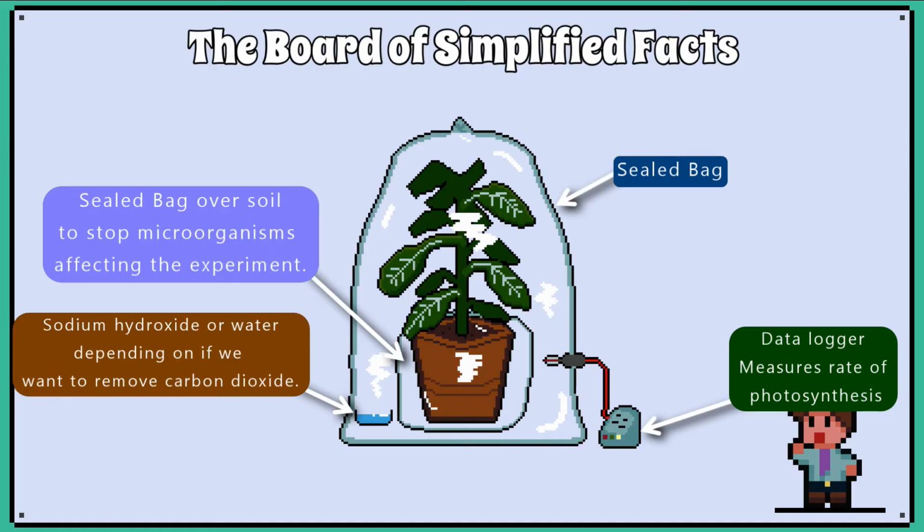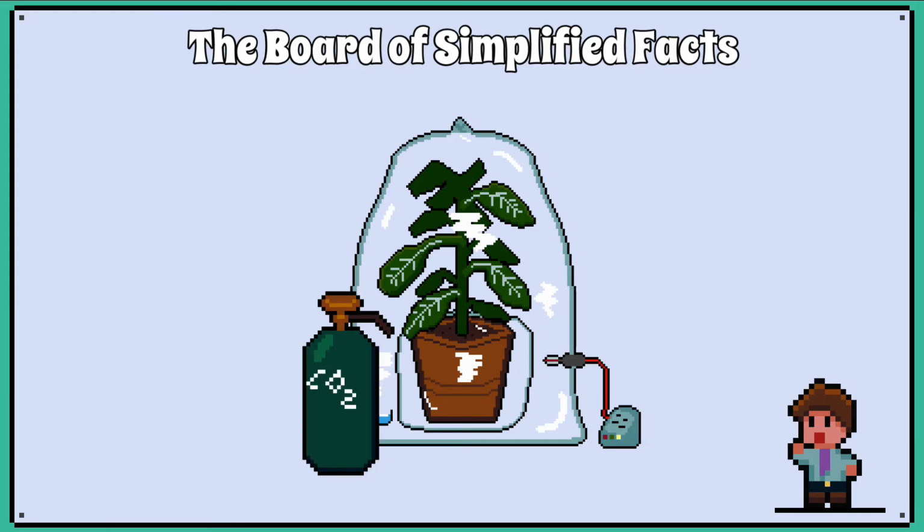affect our data. We also have the option of placing sodium hydroxide solution with the plant if we wish to remove carbon dioxide from the atmosphere. But otherwise, we place water of equal volume in there. This is to try control the variable that is the volume of atmosphere available to the plants for each observation. Finally, for this example, we can also control the levels of carbon dioxide by using this gas canister.